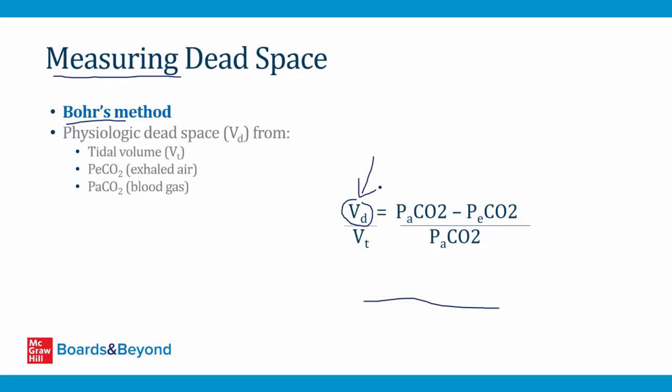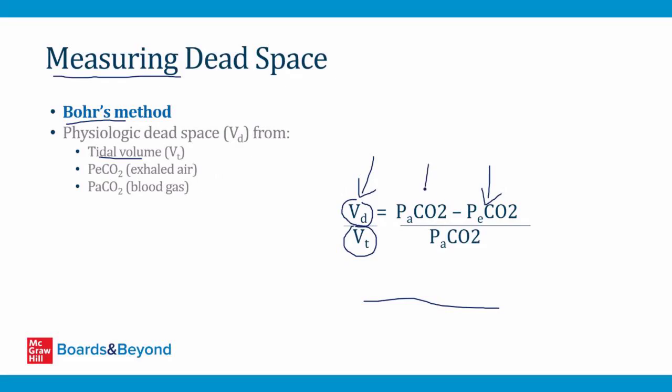Bohr's equation depends on a couple of different variables. First, it depends on the tidal volume, the V sub T, and we can measure this fairly easily in individuals during experiments. And then you need the partial pressure of carbon dioxide in the expired gas, and this is also something we can usually obtain through experiments.